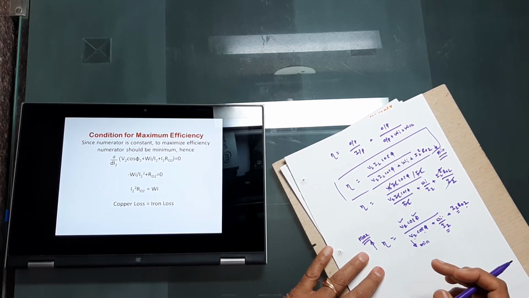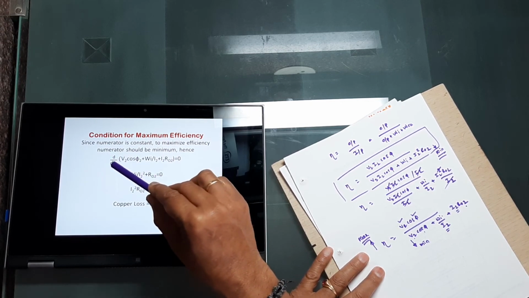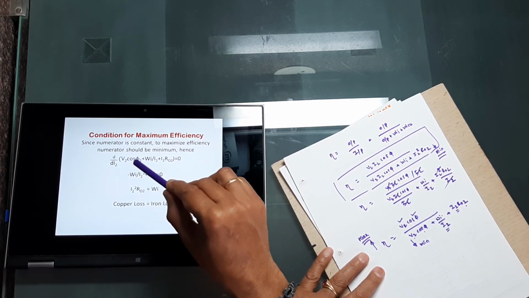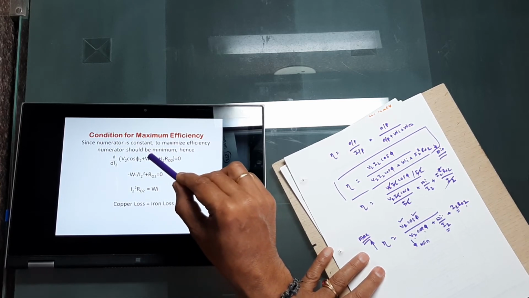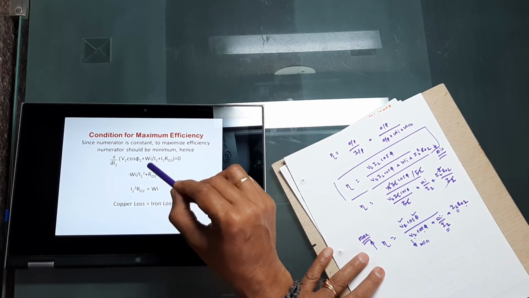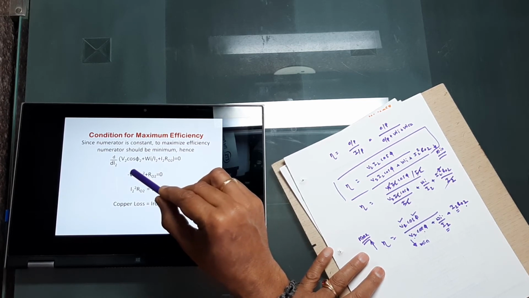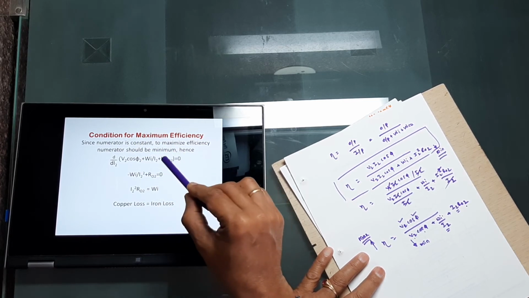Therefore, what we are getting here is the differentiation of V2 cos phi 2 with respect to I2. This is a constant term, therefore it becomes 0. Then Wi is a constant. Differentiation of 1 by I2 is minus 1 by I2 square. That is what I have written here. It is Wi divided by I2 square.